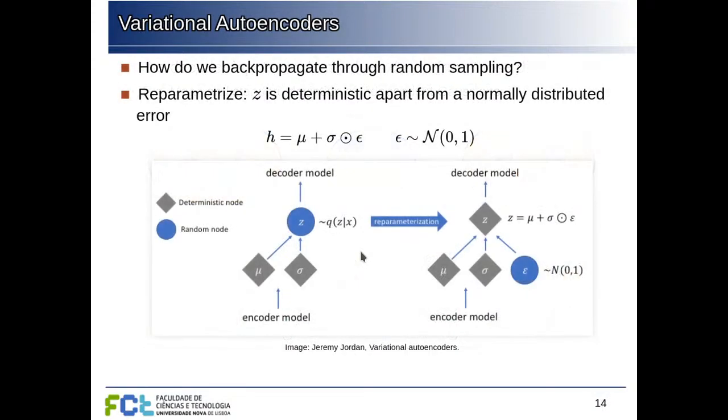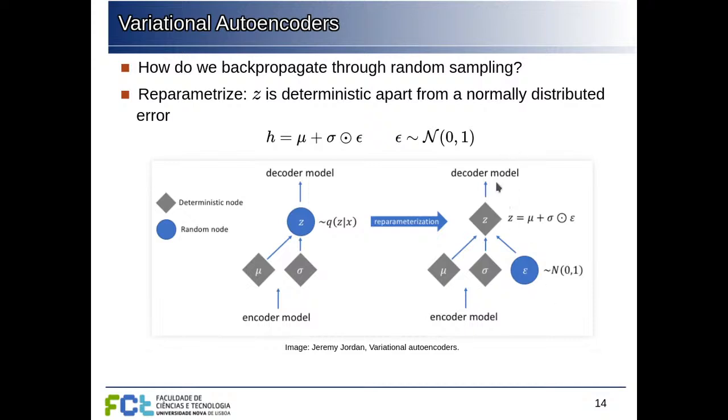This is solved by this reparameterization trick, which is to consider that the value that we are sampling and feeding into the decoder will be just the mean plus the standard deviation that we got from the encoder, but with the standard deviation multiplied by an epsilon, a random value that is taken from this normal distribution. So mean 0, variance of 1.